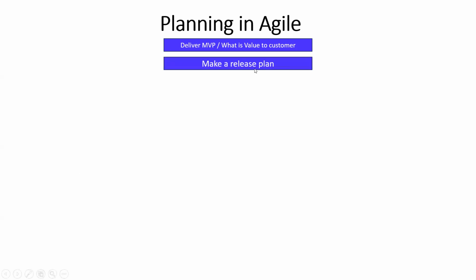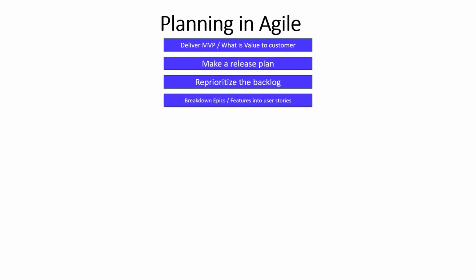Okay. Then planning in agile. So finally, now let's talk about how do we plan projects in agile. So the first and foremost thing in agile is like we talk about value. What is value to customer? Deliver the MVP. We don't give everything. What's most valuable, we want to deliver that first. Then make a release plan for that MVP or that valuable thing to deliver to the customer. Reprioritize the backlog. Okay, we kind of keep on prioritizing the backlog, what needs to be done. Then break down epics or features into user stories.